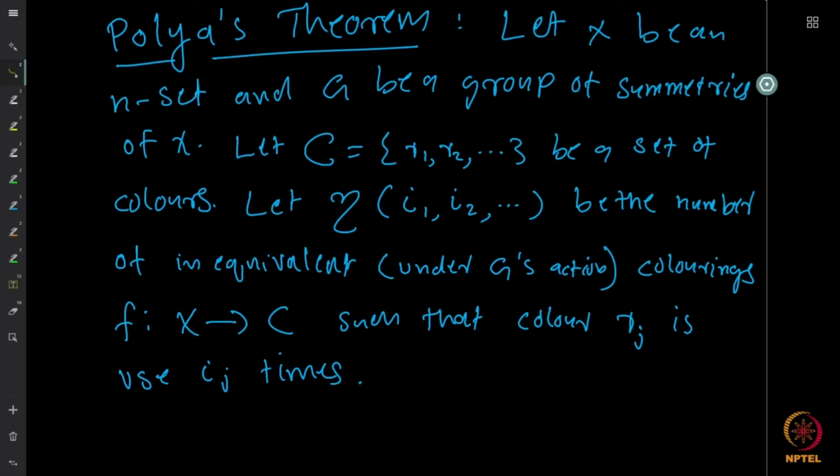Now, look at the number of inequivalent colorings under the action of G, where the color Rj appears exactly Ij times. That is denoted by eta of I1, I2, etc. So eta of I1, I2, etc. says that color R1 appears I1 times, R2 appears I2 times, etc., Rj appears Ij times. So look at such colorings and then see under the action of G how many inequivalent colorings there are.